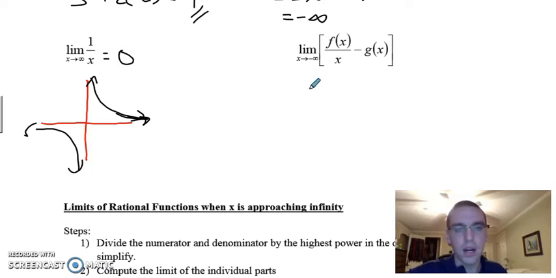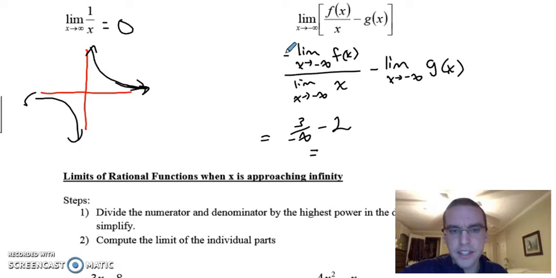Okay, I want you guys to just try this on your own real quick. So pause the video and try this on your own. See what you can get, and then I'll come back with the answer. So I hope you guys got to this point. The limit of the quotients is the quotient of the limits, so we can split those up. We also know that the limit of a difference is the difference of the limits, so we can also split that up. And you should have gotten to 3 over negative infinity minus 2.